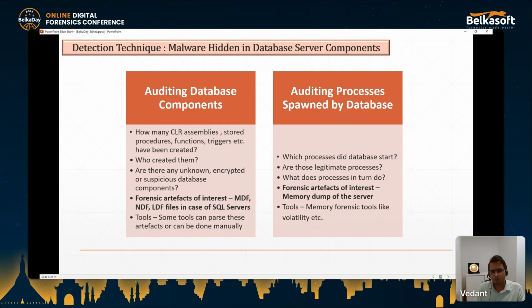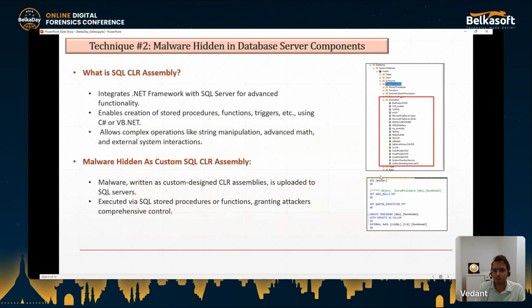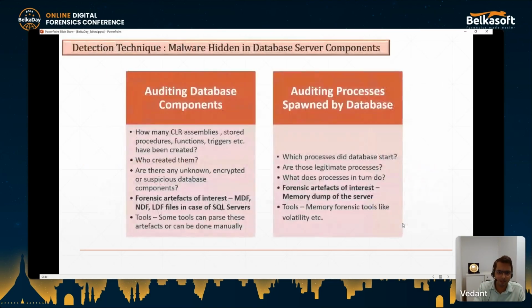There are some tools available that can parse MDF, NDF, LDF files. Or if not, you can take that forensic artifact from different systems and mount or attach it to a new SQL Server. In this way, you can identify whether any malicious assemblies are there or not. You will be able to see such things, or a stored procedure, like this one, run who am I, and whether it was created by a particular threat actor. You will be able to see that from the MDF and NDF files.